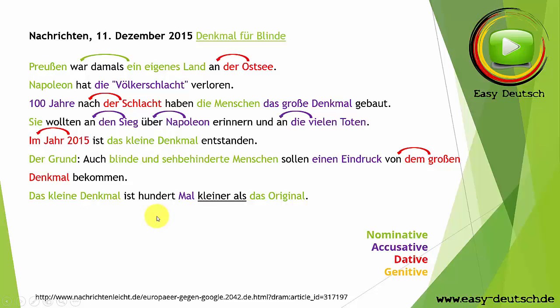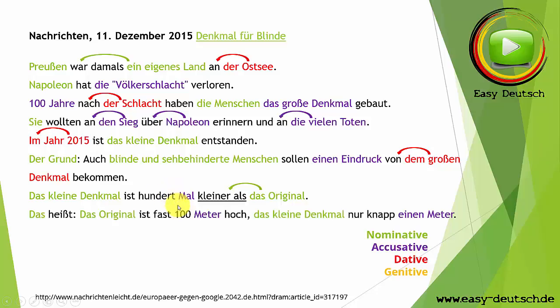In the next sentence, we have two more examples with this construction here. So the next sentence. Das heißt, das Original ist fast 100 Meter hoch, das kleine Denkmal nur knapp 1 Meter. First part, das heißt, so that means the original is almost 100 meters high and the small memorial just a meter smaller.